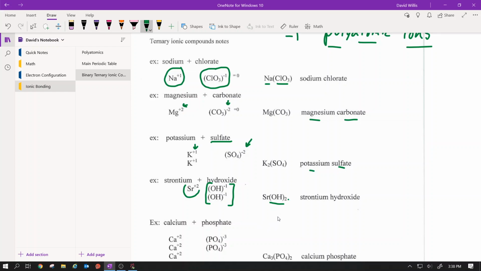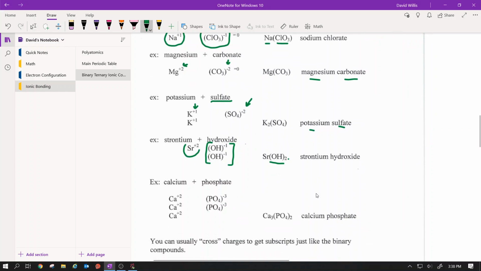And this is going to continue to pair up the same way that we did earlier with our aluminum and our oxygen. We've got our calcium plus 2, our phosphate minus 3, and if we cross the charges, we get Ca3(PO4)2. Everyone comfortable with how that's happening?